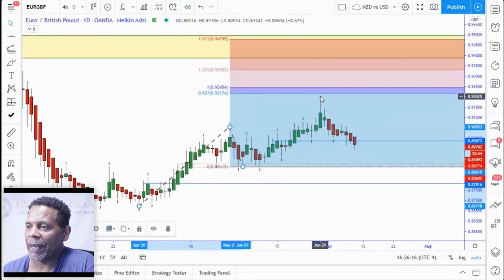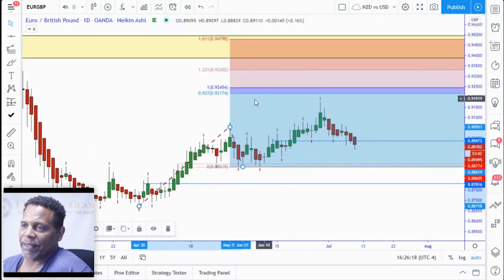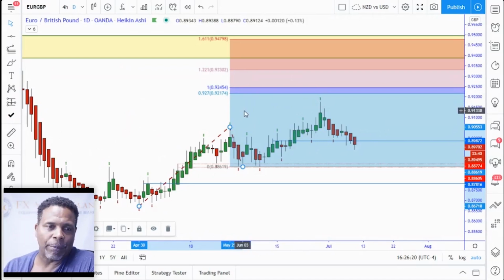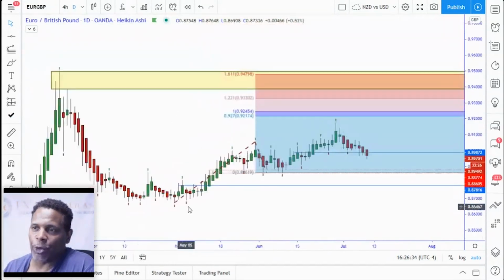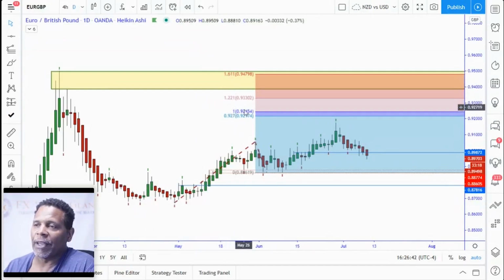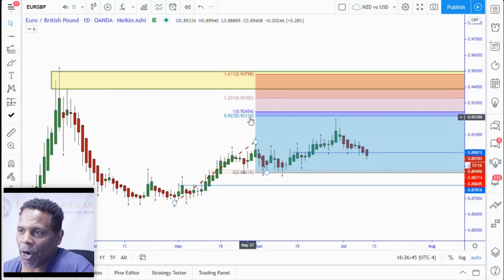And we didn't get that level, okay? So if you don't know much about Ichimoku and you're trying to learn the theories, one of the theories is the observation theory. And the observation theory is for targets, basically. I already have targets set up with these Fibonacci extension levels. All you have to do is put these levels in on your Fibonacci extension: 0.927, 1.0, 1.221, and 1.611. That's going to give you your levels, all right? So your E level, your V level, your N level, your NT level.